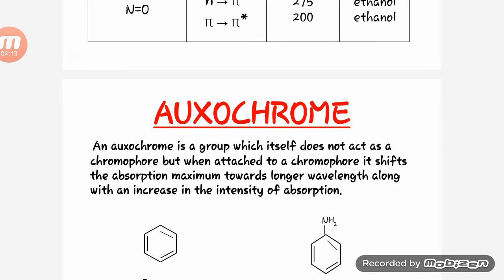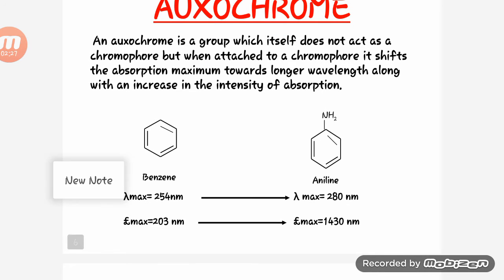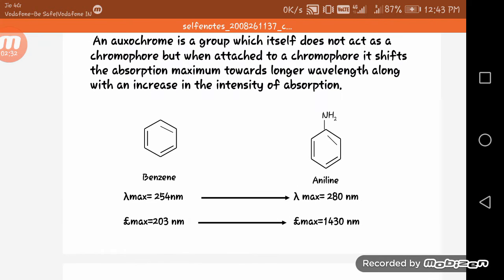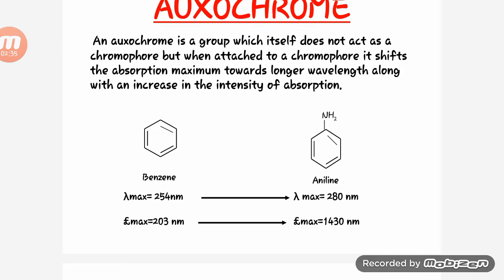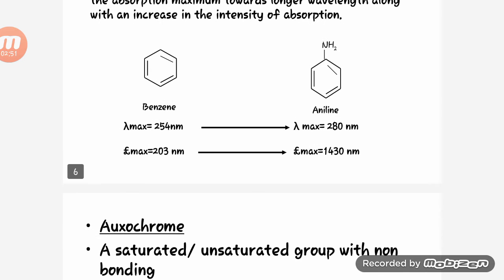Next is auxochrome. An auxochrome is a group which itself does not act as a chromophore, but when attached to a chromophore, it shifts the absorption maximum towards longer wavelength along with an increase in the intensity of the absorption. So auxochromes do not impart color, but they attach to the chromophore and shift its wavelength to the longer side, which increases the intensity of the absorption. You can see benzene and aniline. Benzene absorption is 254 nanometer, but when aniline comes, its absorption is 280 nanometer.